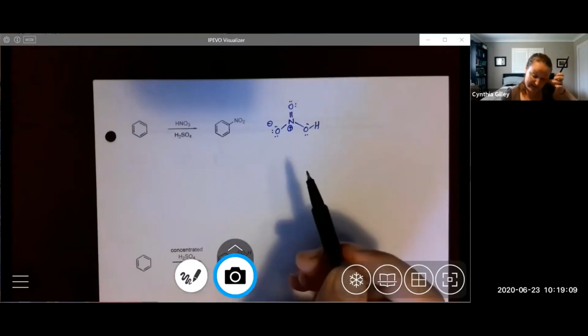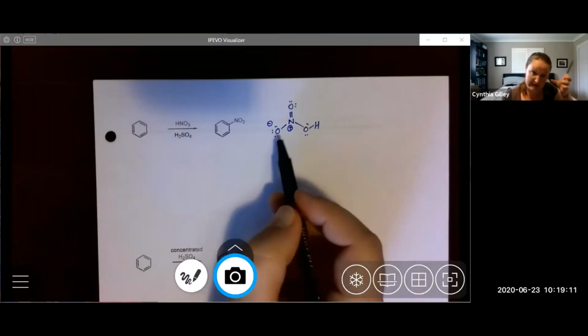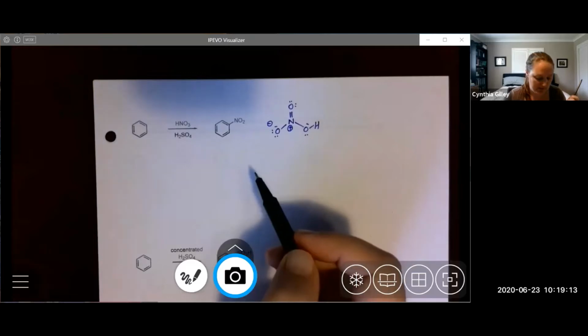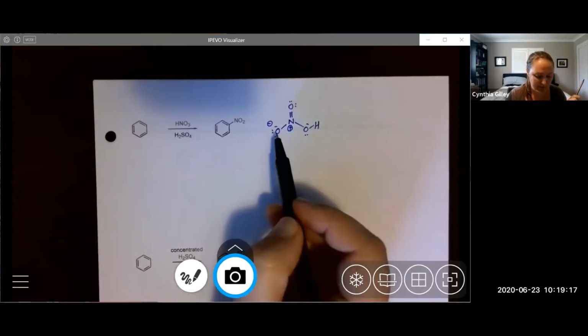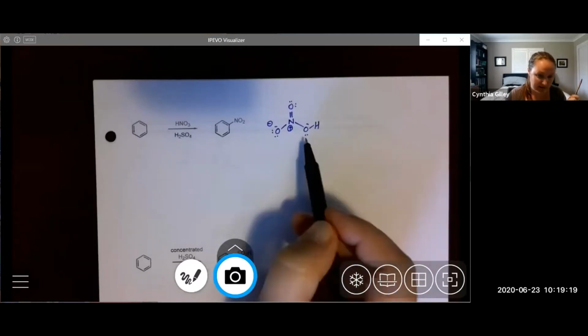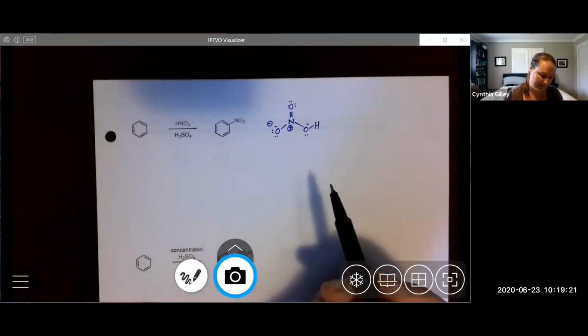And for that reason, this oxygen is not nucleophilic. It's actually helping to stabilize the positive charge. It looks nucleophilic, but it's not. This oxygen is actually more nucleophilic.